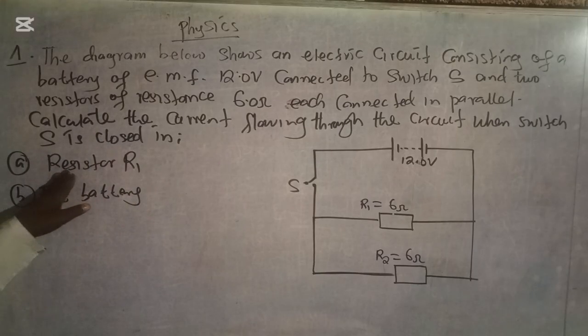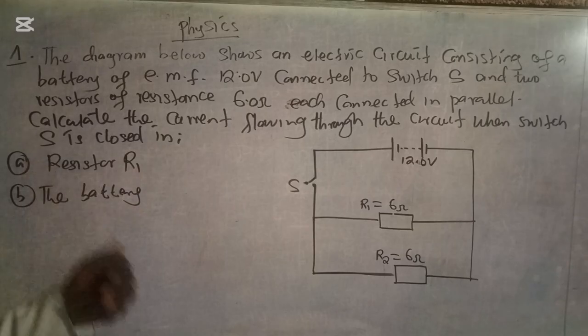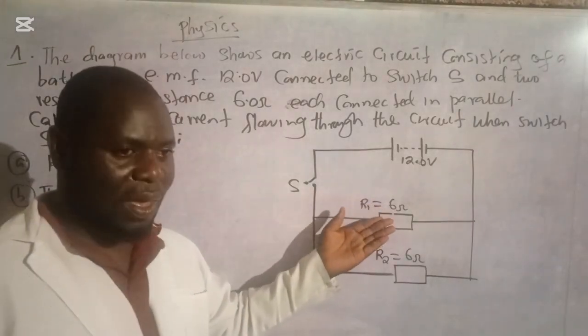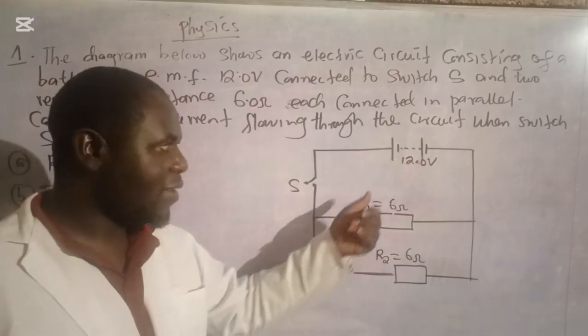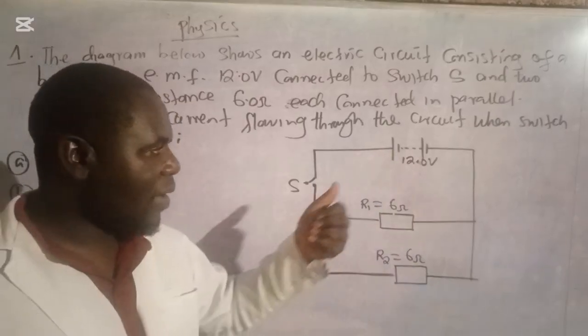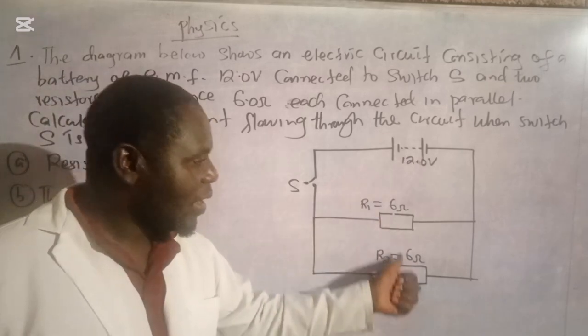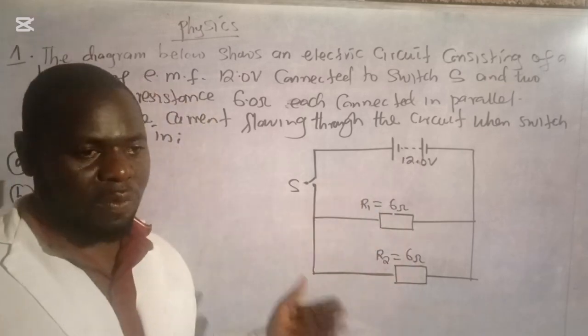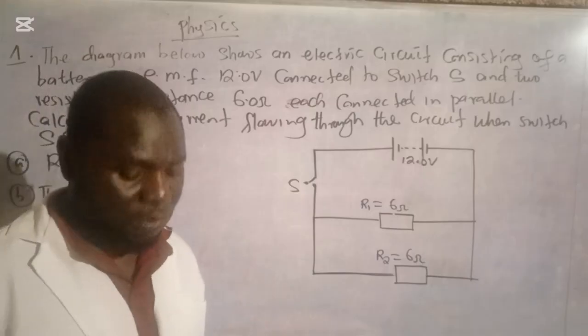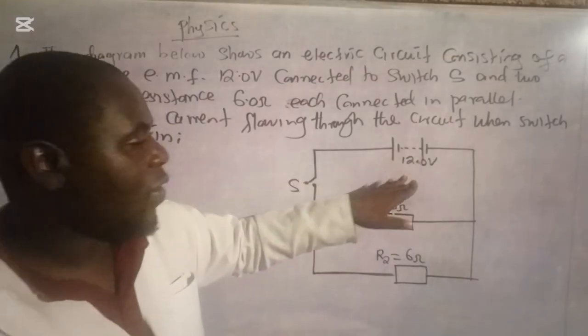So we'll start with resistor R1. In short, they want us to find the current passing through R1. Since the circuit here, as you can see, is in parallel, which means our R1 and R2 in terms of voltage, the voltage in parallel is equal. Since you have 12 volts, you have 12 volts across each.